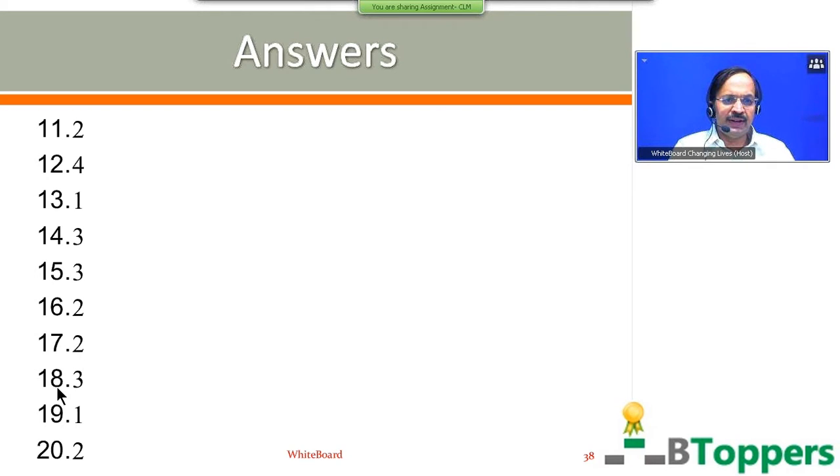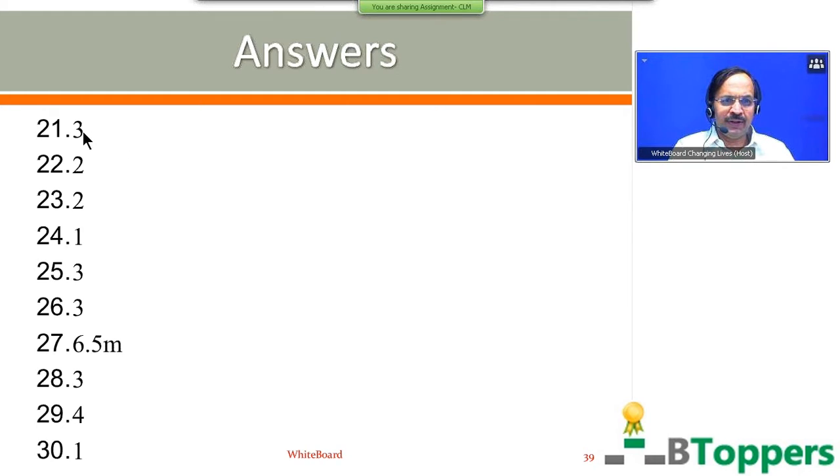For next two questions 16 and 17, second option is answer. For question number 18, third option is answer. For question number 19, first option is answer. For question number 20, second option is answer. Next, see the answers for the next 10 questions, 21 to 30.